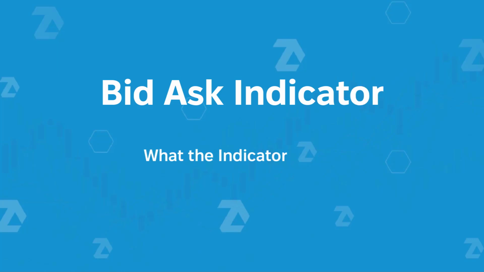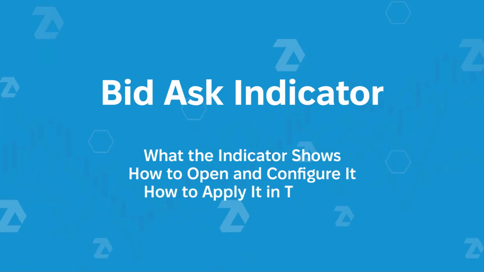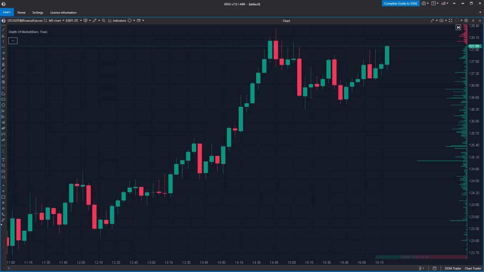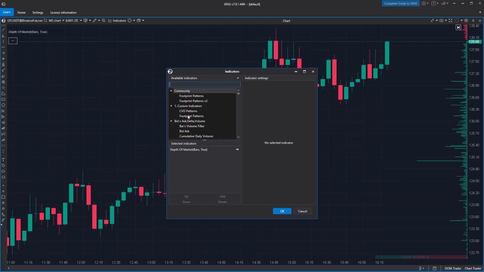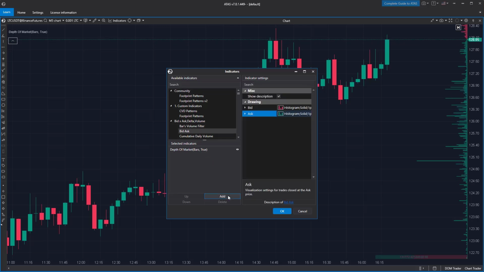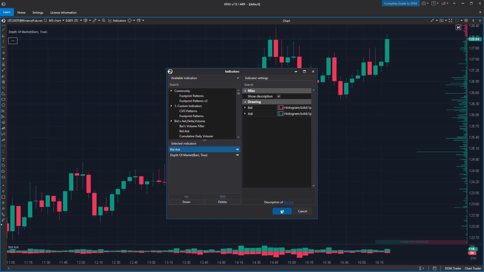In this video we'll talk about the bid-ask indicator. We'll explore what data it provides, what settings you can adjust, and how to use it to make more informed trading decisions. To add the indicator to your chart, open the Indicator Manager, go to the Bid-Ask, Delta, Volume section, select Bid-Ask, then click Add and OK.